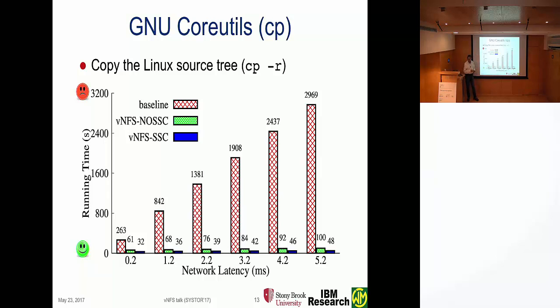And then we have three bars. The first, or red bar, is the baseline. Basically, this is the Linux NFS client, unmodified application. The green is with our own vNFS, but without the server-side copy. And then the blue is with the server-side copy optimization, because in this cp -R, you're going to be copying a lot of data. So what do we see?